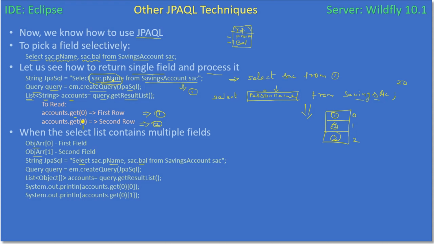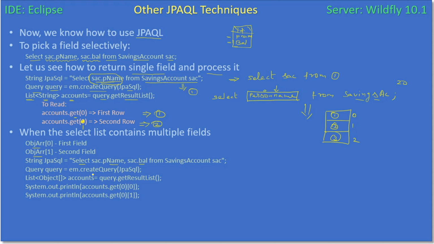So if balance is an integer in the savings account, then for sac.balance we would go with a list of Integer objects, a boxed one. But here in this case, it's a combination, right? There are 2 fields, so it's not an entity, and it's not a single field either. There are 2 fields from our entity.